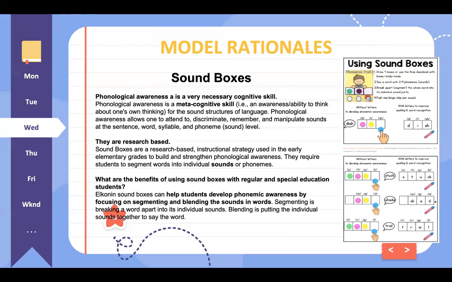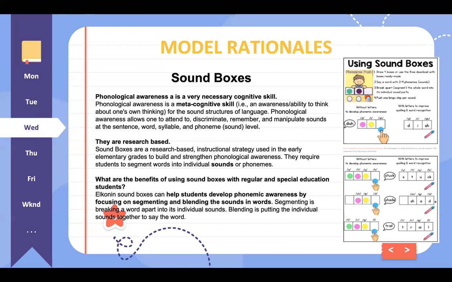So with sound boxes, phonological awareness is a very necessary cognitive skill. It is a metacognitive skill for the sound structures of language. Phonological awareness allows one to attend to, discriminate, remember, and manipulate sounds at the sentence, word, syllable, and phoneme level. They are research-based, and it is an instructional strategy used in the early elementary grades to build and strengthen phonological awareness.